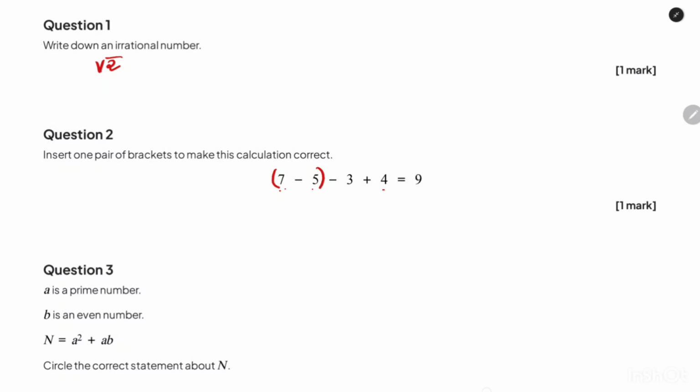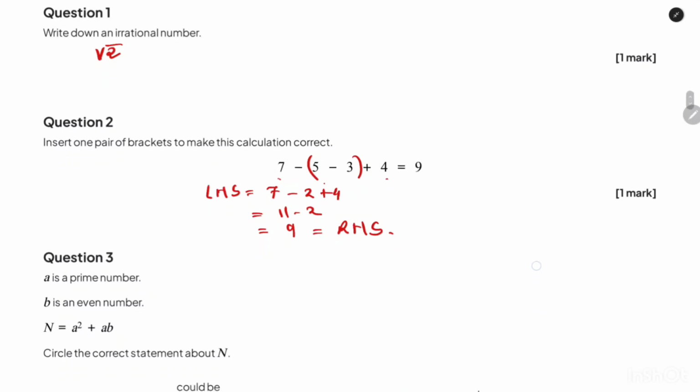So this is how you do. You can try different pairs and you get the correct answer like this. 5 minus 3, if you solve, then you'll get 2, and then 7 minus 2 plus 4. First of all, you'll add 7 and 4, which is 11. 11 minus 2 is 9 only. So here LHS will be 9. 7 minus 2 plus 4, which is 7 plus 4, 11 minus 2, which is 9, which is exactly equal to RHS. Left hand side is equal to our right hand side. So the brackets will be put here around the 5 and 3.